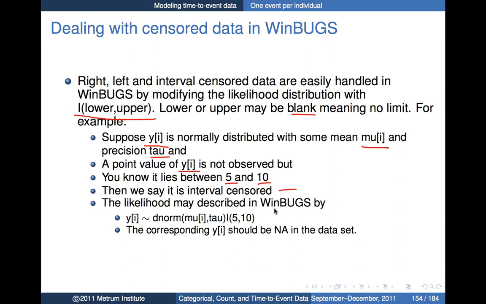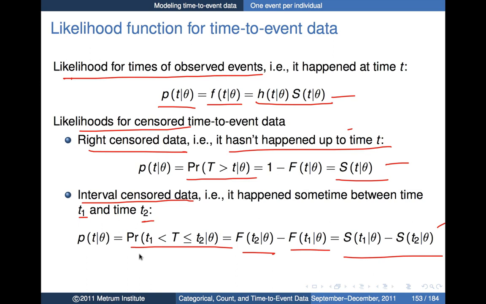The way you would describe that in WinBUGS is your likelihood function would look like this one. So yi would be normal, dnorm, with a mean mu i, precision tau. And then I would tack right onto that this modifier to our distribution, the I modifier, so that's a capital I there. And then I'd put a 5 and a 10. In addition, for the actual data point yi, we actually don't know the value. All we know is that it has to be somewhere between 5 and 10. So in the data set itself, the corresponding yi will be a missing value indicated by NA inside the data set. And when you do that, that's really equivalent to this last likelihood function that you see right here for interval censored data. It's the equivalent to doing that within WinBUGS.